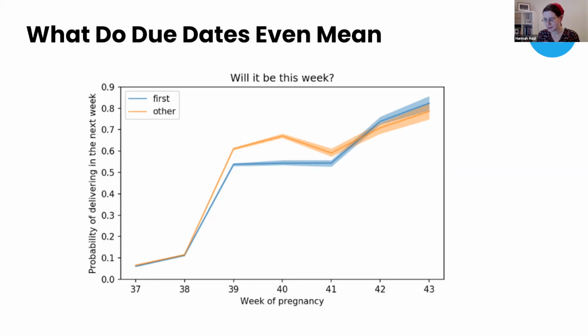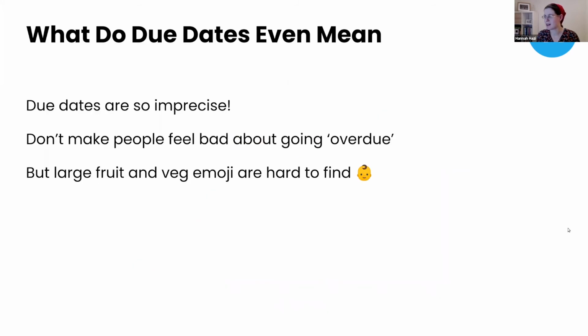I will admit that I did resort to using the baby emoji for people who are post, I think, 41 weeks and over, because I ran out of large fruits and vegetables. But yeah, I keep people on the app until at least 43 weeks. So if they're running overdue, they don't have to feel like the app is poking them into anything. They can still continue to use it. This is especially true of first babies.